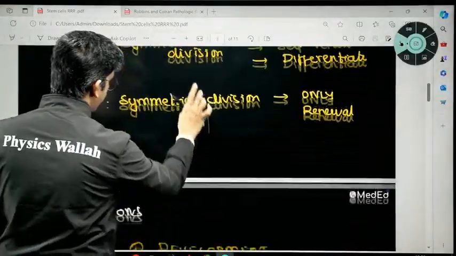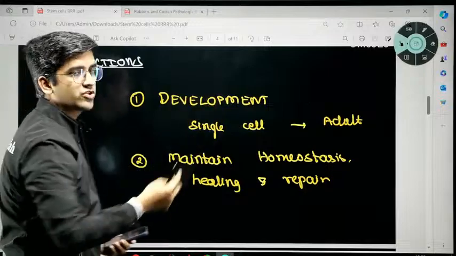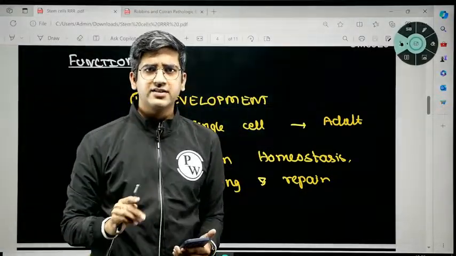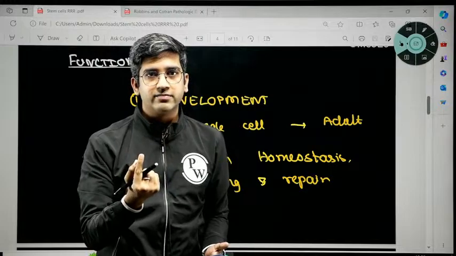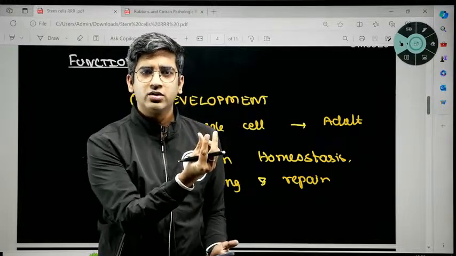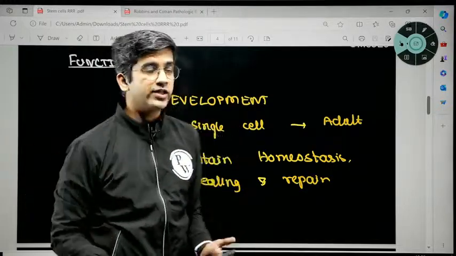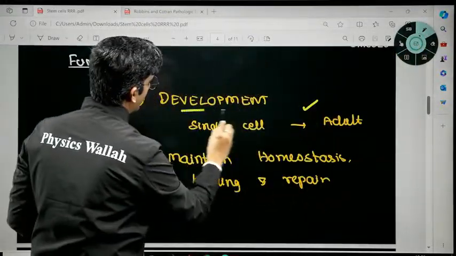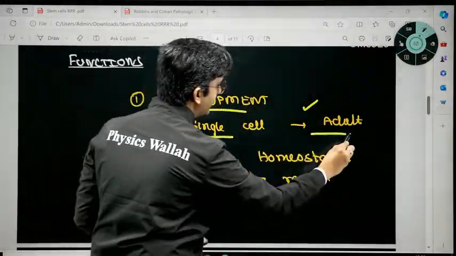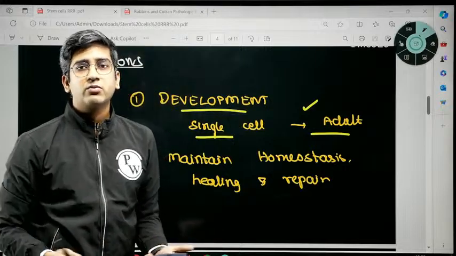So once I know about symmetrical and asymmetrical division, we can easily tell the functions of stem cell. One we already discussed, it's about development. The entire development, we came from a single-cell organism. We all came from a single cell, a single zygote. From that we have trillions of cells in our body. So the most important thing is development or embryogenesis. From a single cell to an adult, definitely without stem cells we would not have formed.